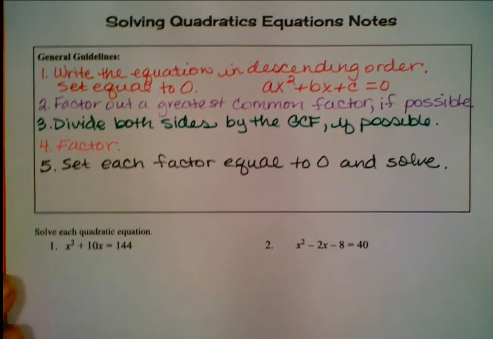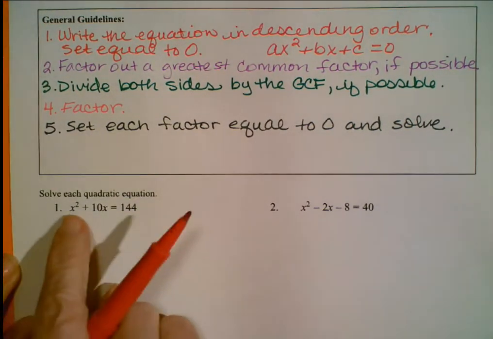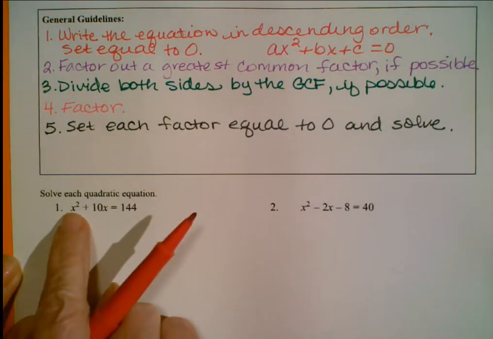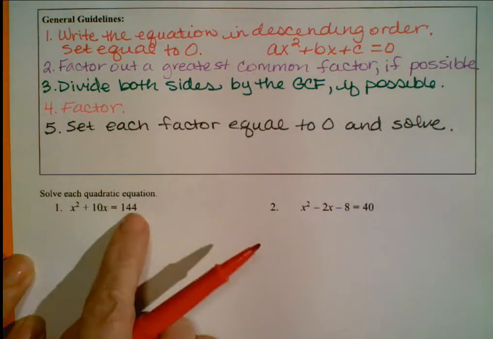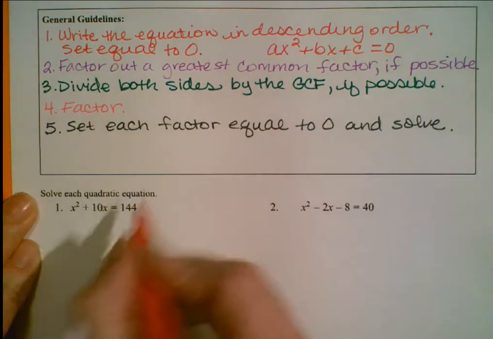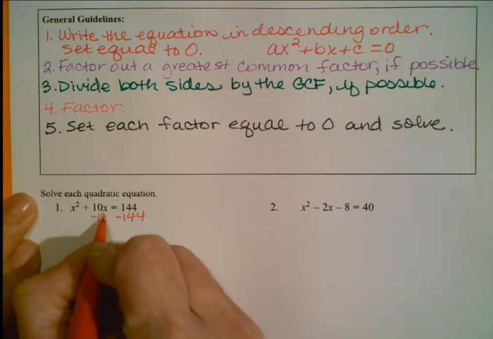We have x squared plus 10x equals 144. Now on the left side, we already have it in descending order, the exponents decreasing from an exponent of 2 to an exponent of 1. But we do need to get it set equal to 0. So to do that, we're going to subtract 144 from both sides.